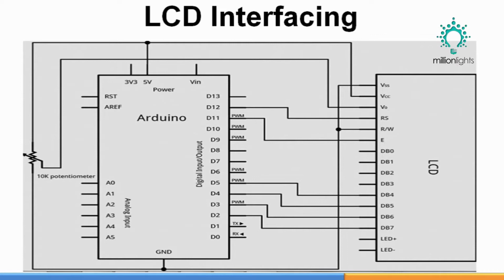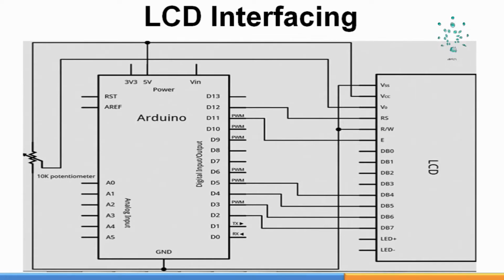Then the fourth pin is register select. It is used to tell the LCD whether I am sending a command or data. Therefore, it is to be connected to Arduino pin number 12. From pin number 12, I will be giving instructions from Arduino to the LCD regarding whether it is a command or data, so we have to take care of that.